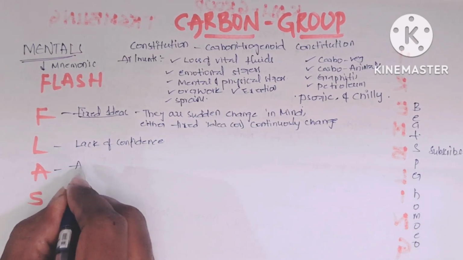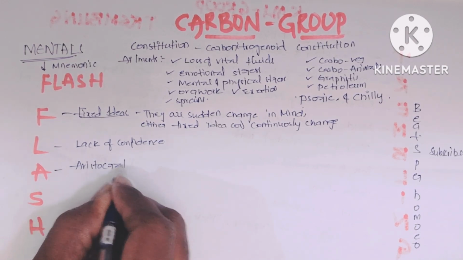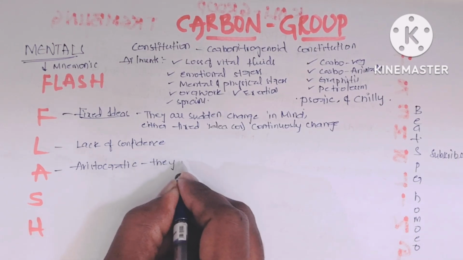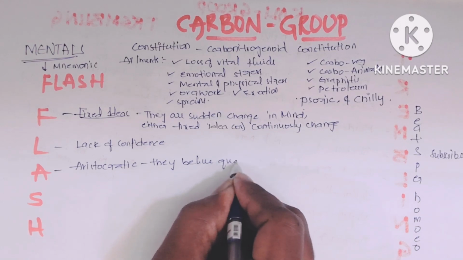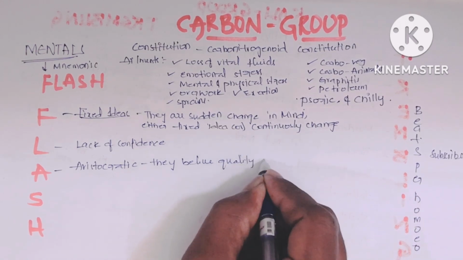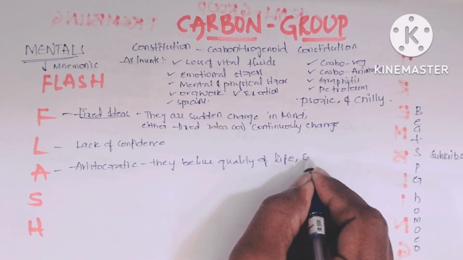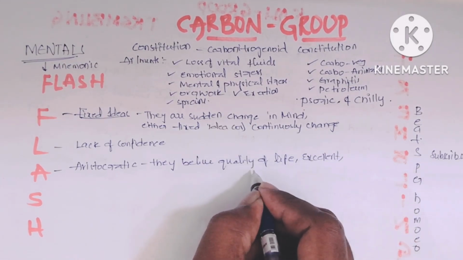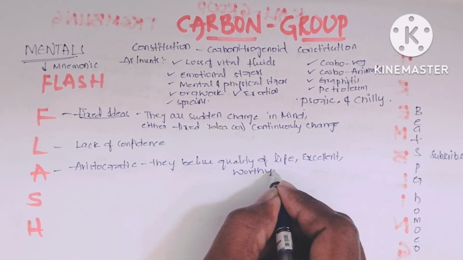And A for the aristocratic. It is the most important one in the carbon group. Aristocratic. They believe in the quality of life, excellence of life, worth and honorable.